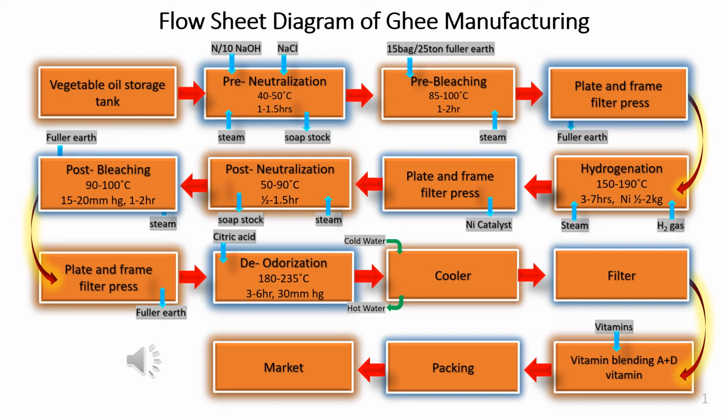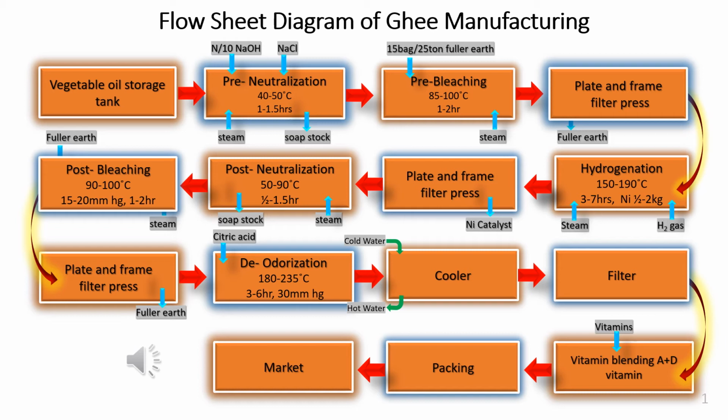So after providing temperature and steam to the oil, soap stock is obtained as a byproduct. This process takes about half to 1.5 hours. So the post-neutralization section completes within half to 1.5 hours. So after completion of this step, we move towards the post-bleaching section.